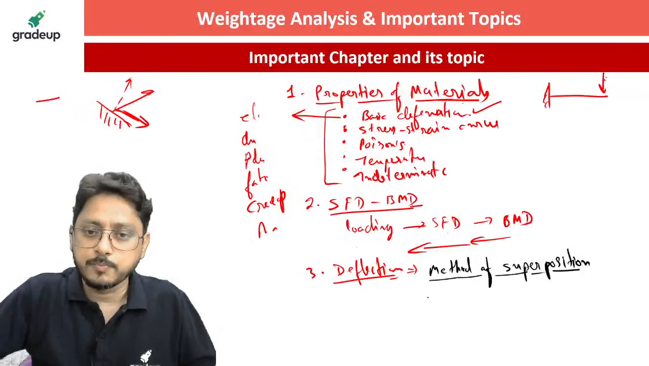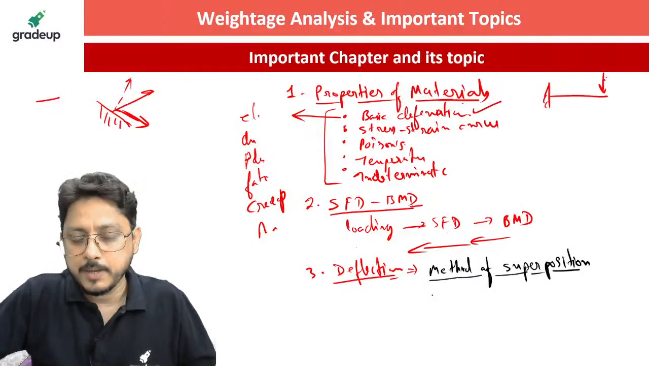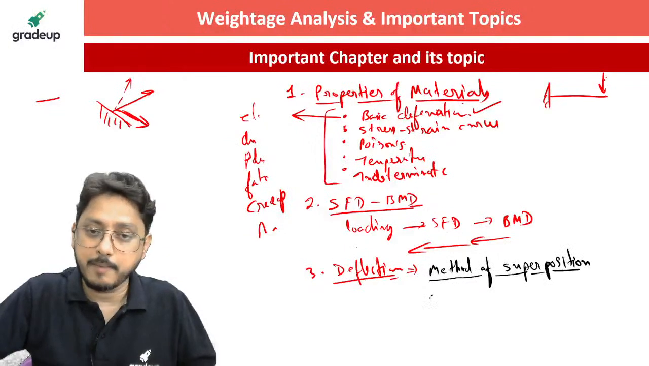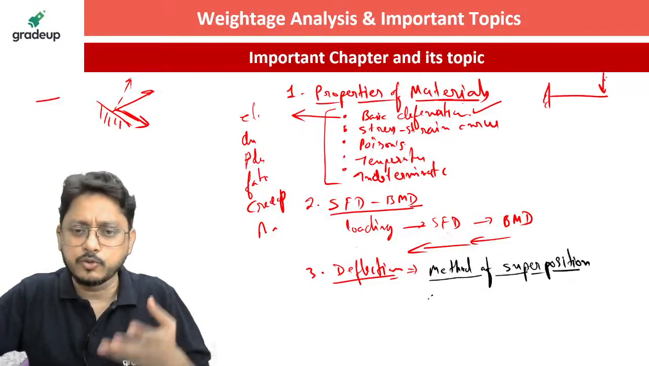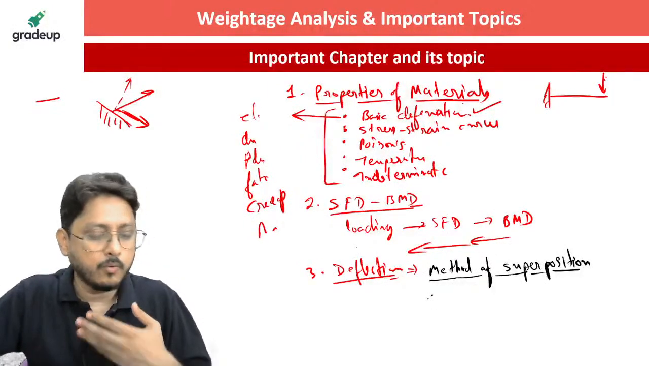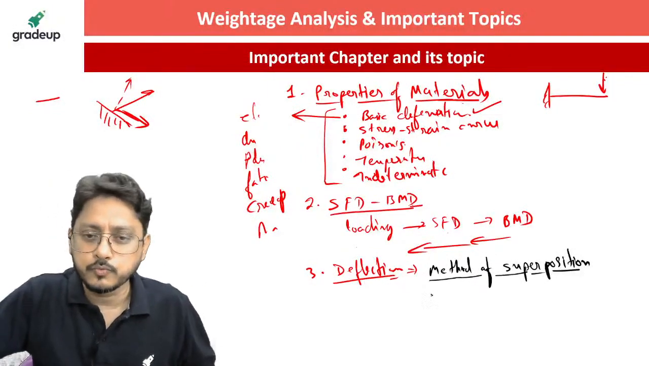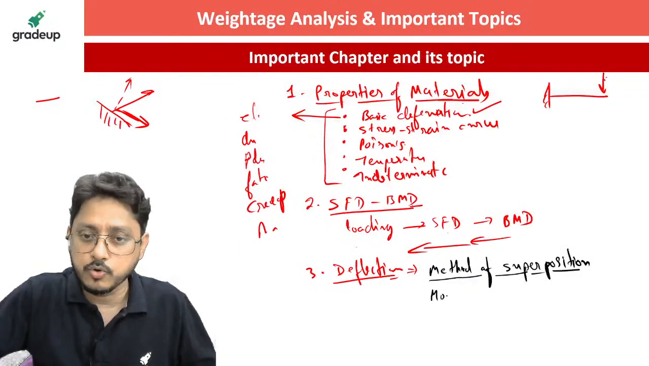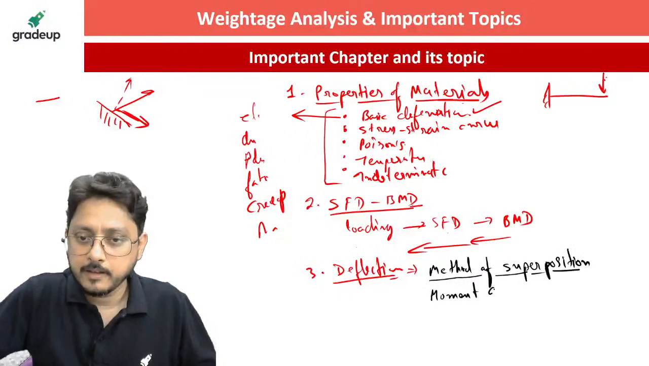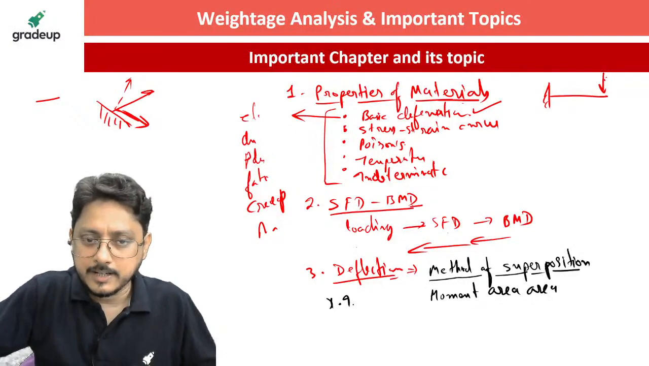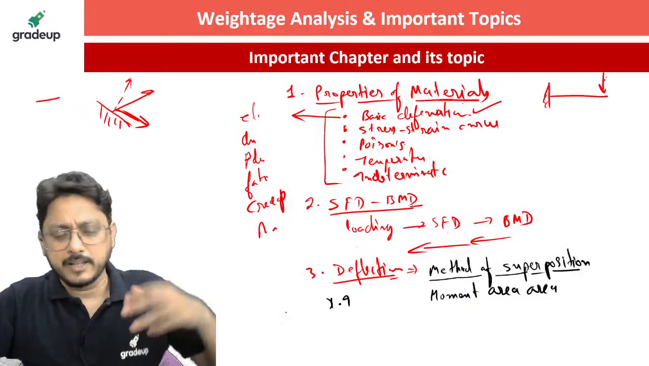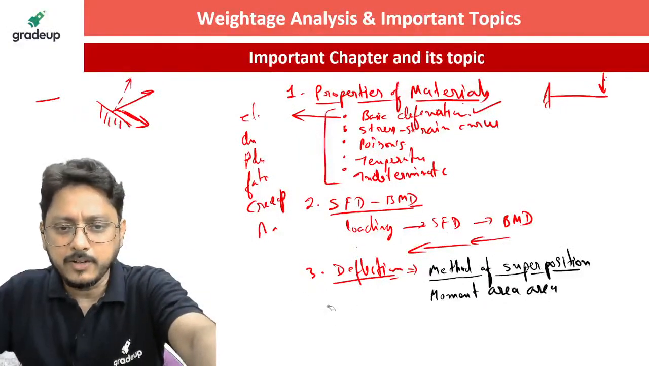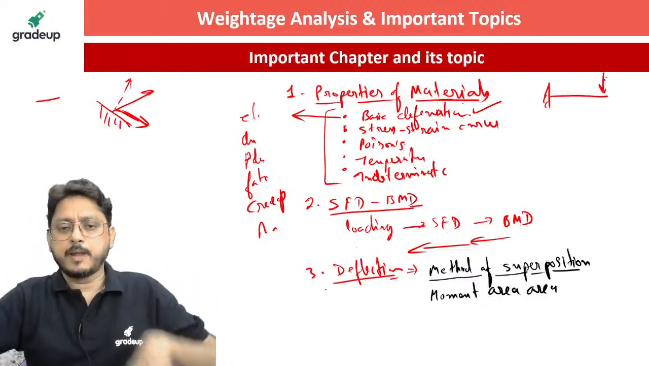Then after method of superposition, I will recommend, see, double integration and Macaulay's methods are already there, but I do not prefer them for GATE. You study it, you know about it, but when it comes to use, it is quite difficult. I would say rather go for the moment area theorem, although I will be telling you about double integration and Macaulay. Macaulay is nothing but double integration only.